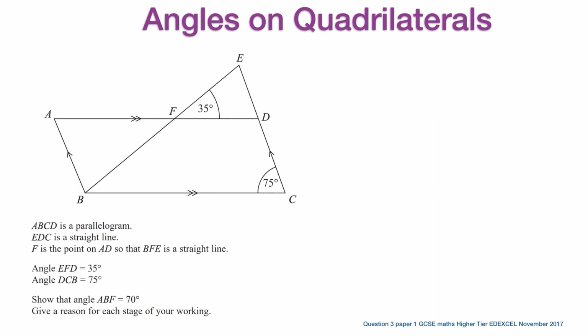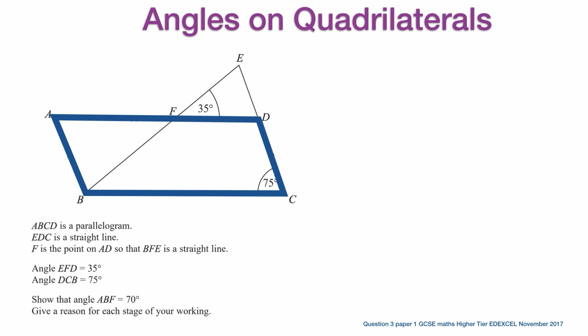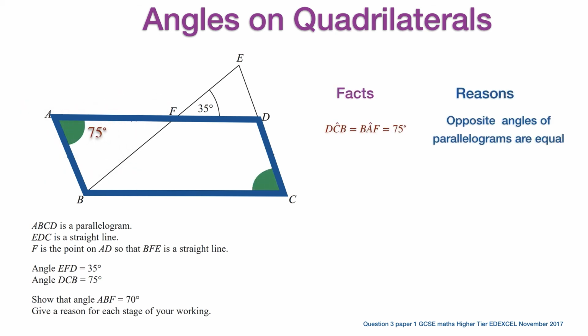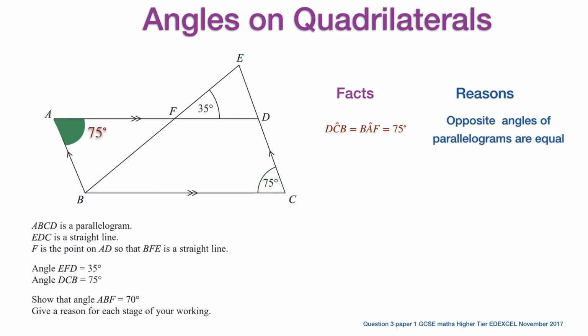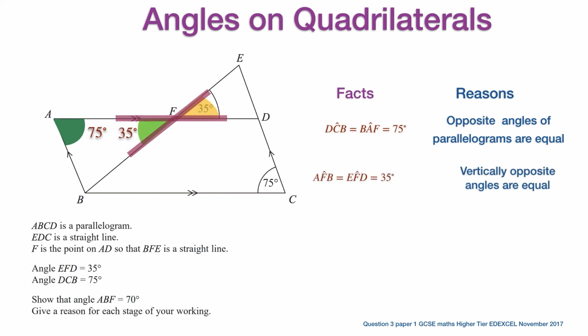In this question, we are given ABCD is a parallelogram, and also two angles of size 75 and 35 degrees are given. We need to show that the angle ABF is 70 degrees using that information. First of all, the angle DCB and BAF are both 75 degrees, as the opposite angles of the parallelograms are equal angles.